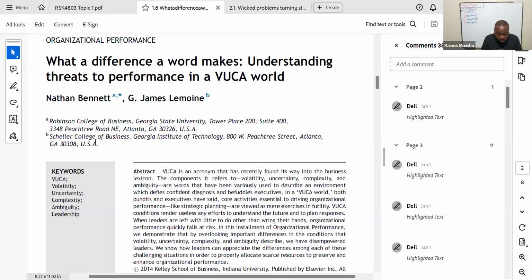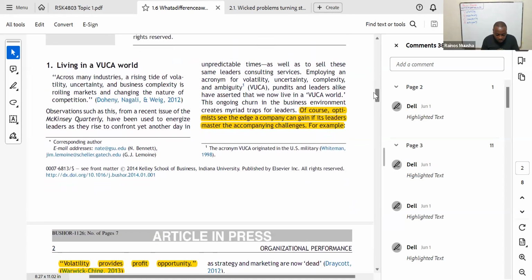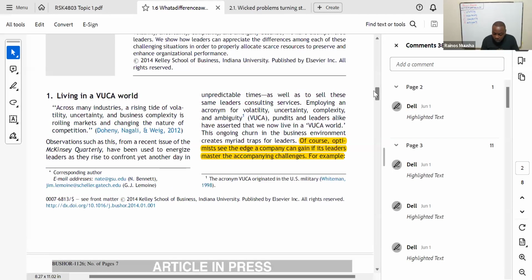So in this article, we look at what difference a word makes, understanding threats to performance in a VUCA world. Looking at section 1, we look at living in a VUCA world. I'm just going to go through this article based on the information that has been highlighted. That's basically how we streamline the information, and the highlighted information is based on the learning outcomes.